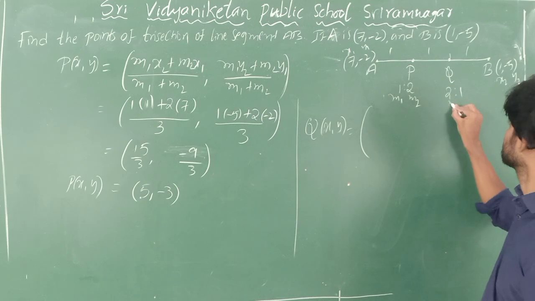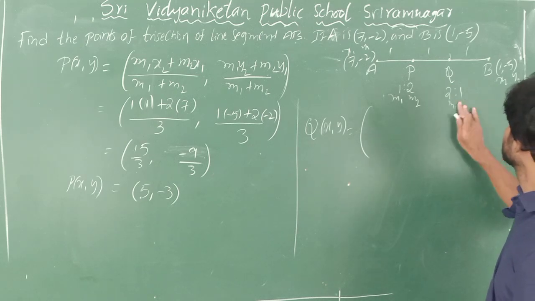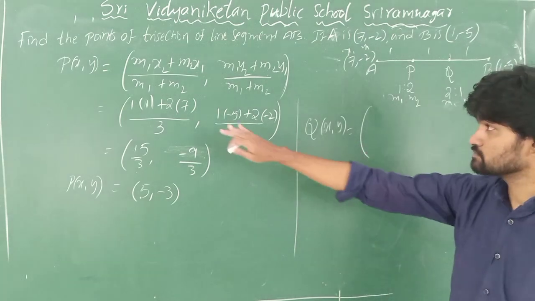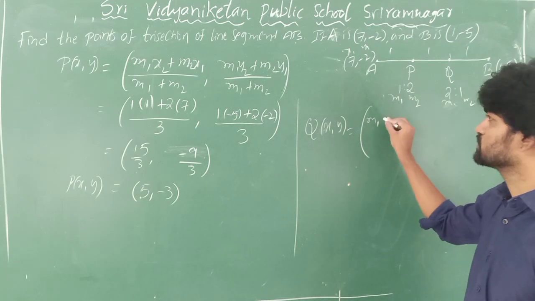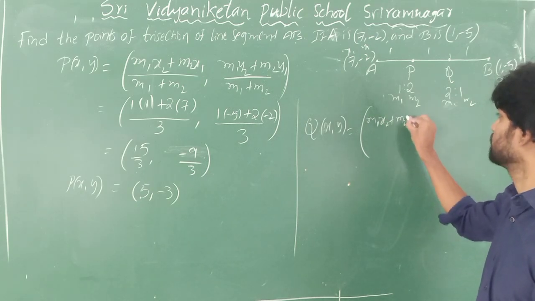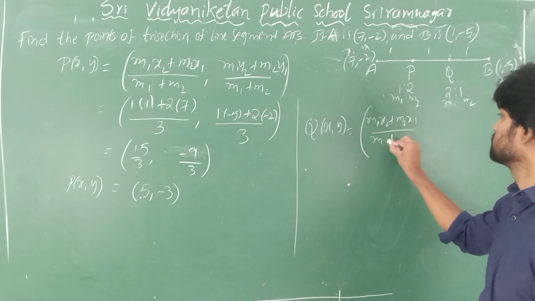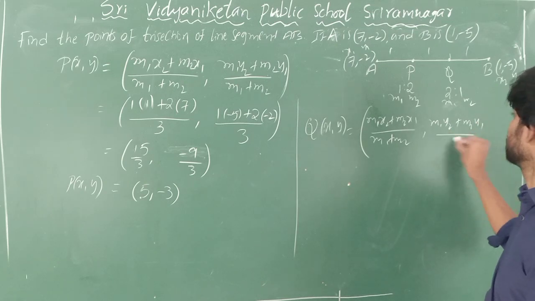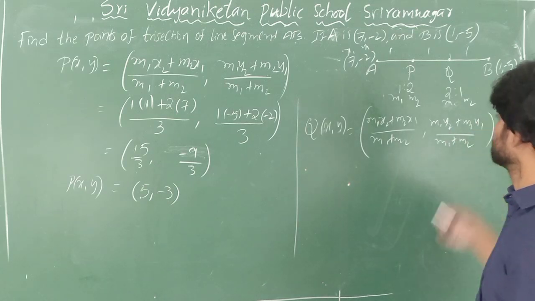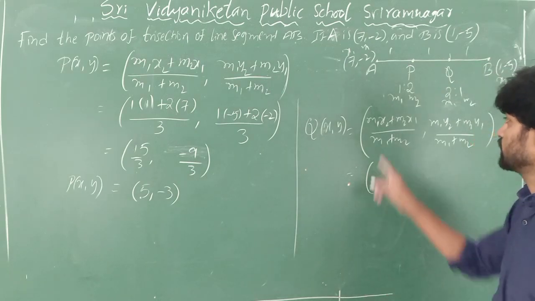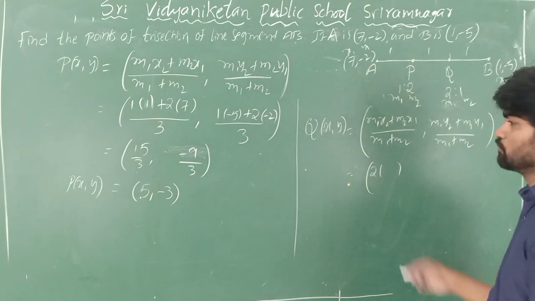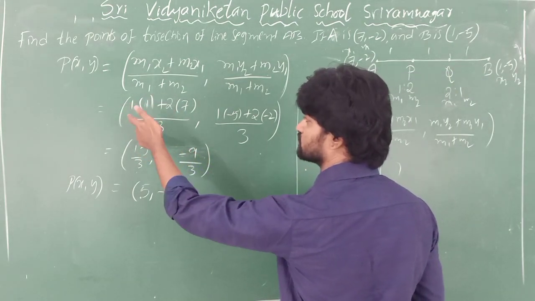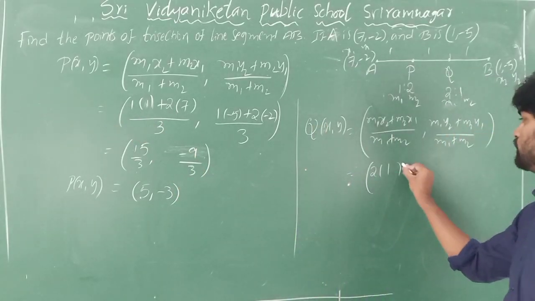Now the ratio changes here. M1 is 2. This is M1, this is M2. Again, if you are confused, write the formula: M1 x2 plus M2 x1 divided by M1 plus M2, and M1 y2 plus M2 y1 divided by M1 plus M2. Now M1 is 2. The points are the same, just the ratio changes. First we had written 1 to 1, now we have to change it. So the values are the same.